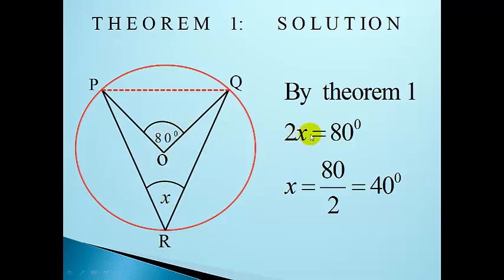So if 2 times x is equal to 80 degrees, how do we solve for x? We divide the left hand side by 2, and we divide the right hand side also by 2. When we divide 2x by 2, we are left with x, and this is equal to 80 divided by 2, and 2 goes into 80 40 times. That means that the value of x is equal to 40 degrees. So the angle x equals 40 degrees.